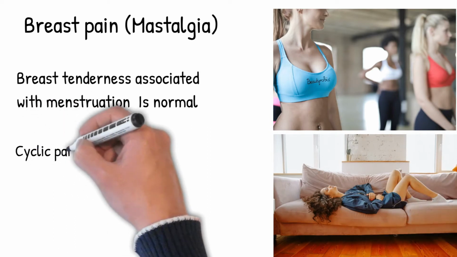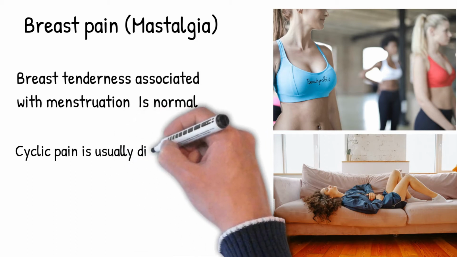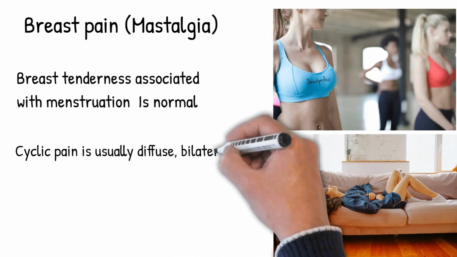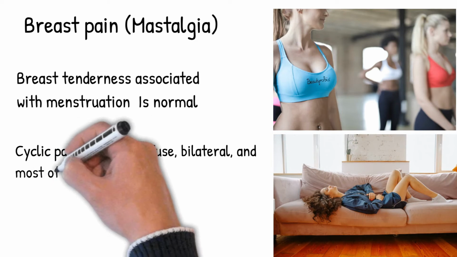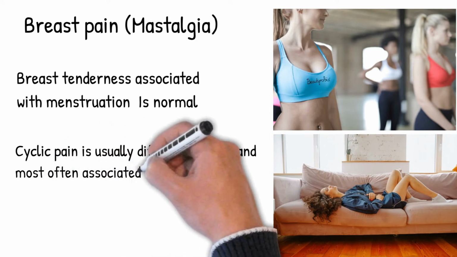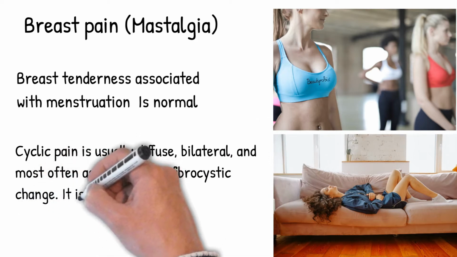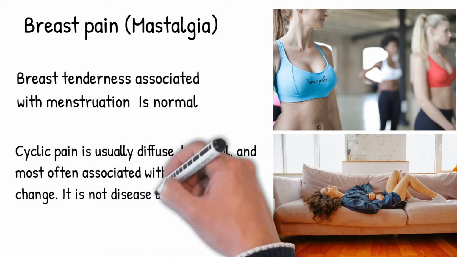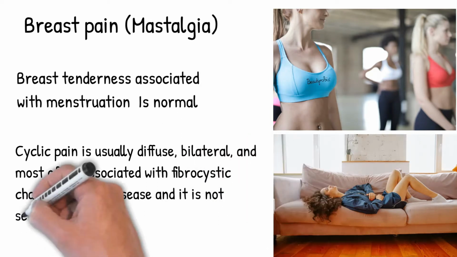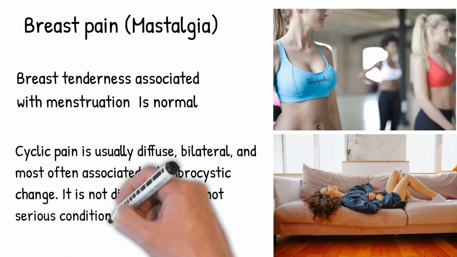In young women, pain that involves both breasts and which occurs repeatedly before the menstrual period is generally not serious. In 2/3 of menstruating women, cyclic pain is usually diffuse, bilateral, and most often associated with fibrocystic change. It is not a disease and it is not a serious condition.